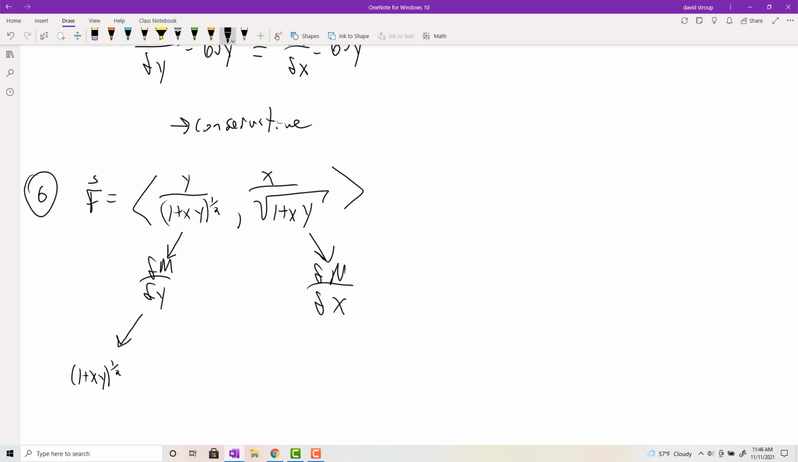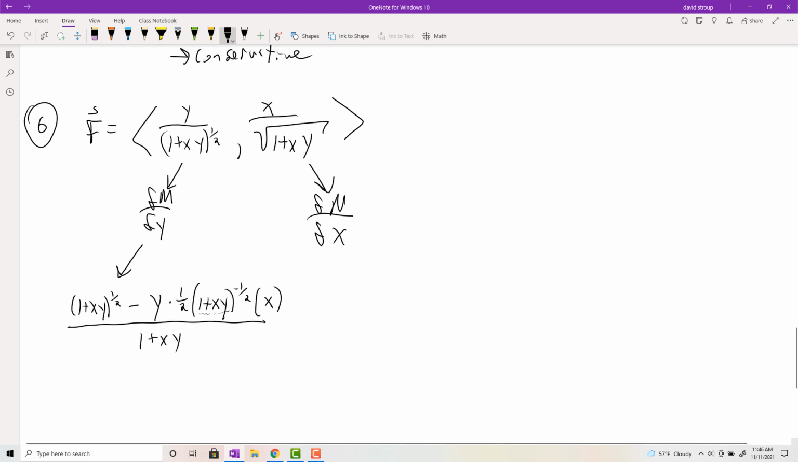The derivative of high is 1 minus high times the derivative of low. So I'm going to have to bring down the power rule, 1/2, 1 plus xy, now to the negative 1/2, times the derivative of the guts, that's the chain rule, with respect to y, that will be x. Okay, all over the bottom squared, so 1 plus xy to the 1/2 squared will just give you 1 plus xy.